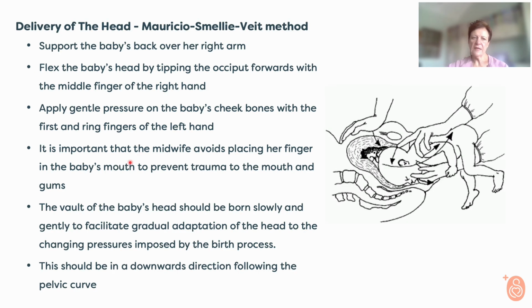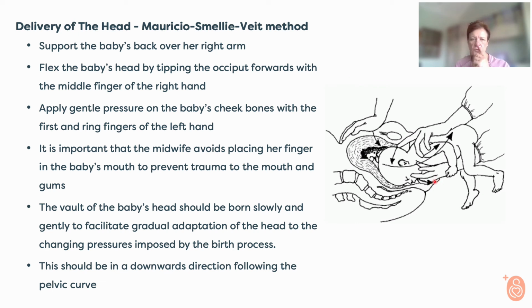And we deliver the head by using the so-called Mauriceau-Smellie-Veit method. These are three people that developed this method, and it's been named after them. So what we do is we support the body of the baby on one hand, and I will tell you just now what this hand is doing, and then we put the other hand on the back side of the baby, and we have an assistant who's helping us here with gentle suprapubic pressure.